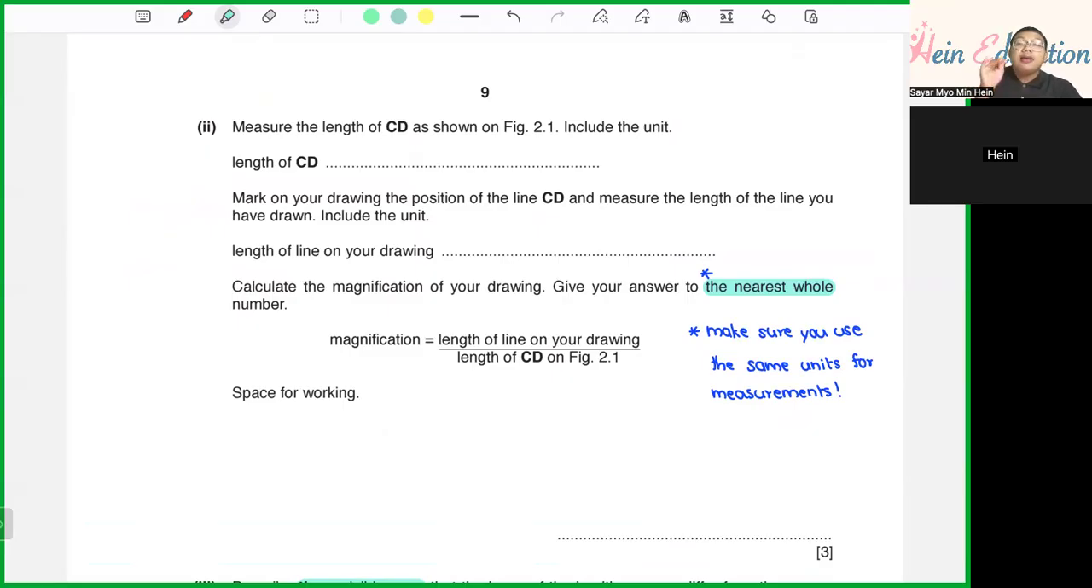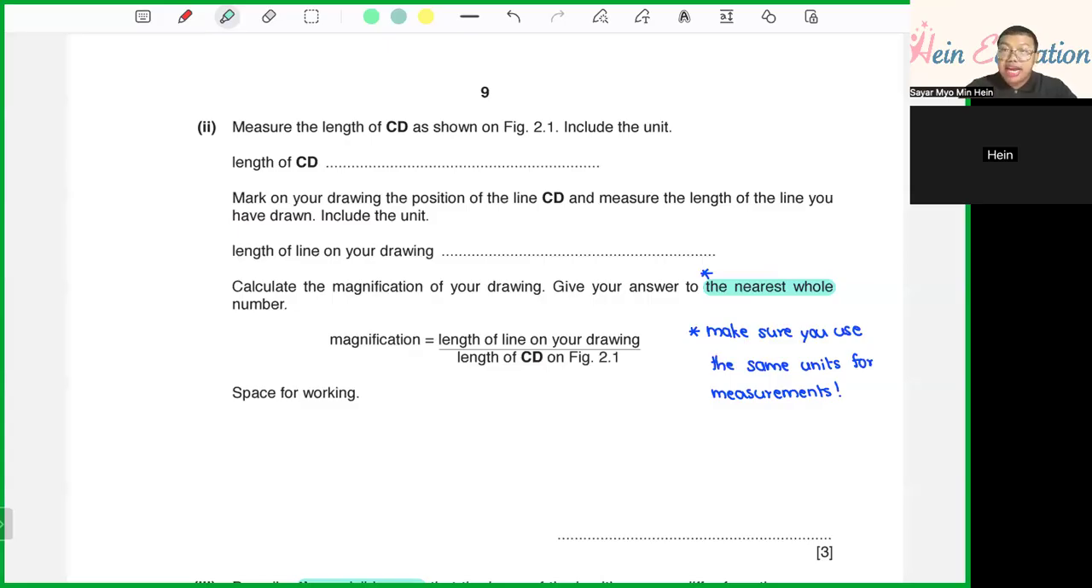But in this case, please go and measure the length of CD from your diagram and make sure you use the same unit. So what I mean by this is, if you used centimeter, or the best one would be millimeter. If you use millimeter to measure the length of CD on the diagram provided, then use millimeter for the length of the line on your drawing as well. So make sure the units are the same.